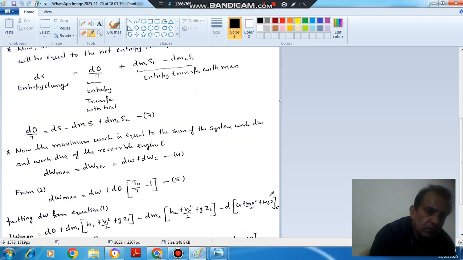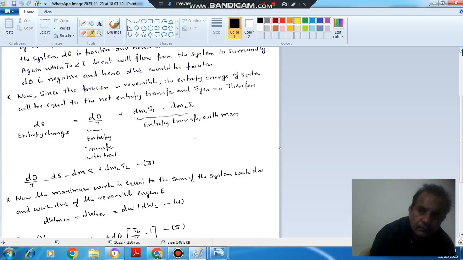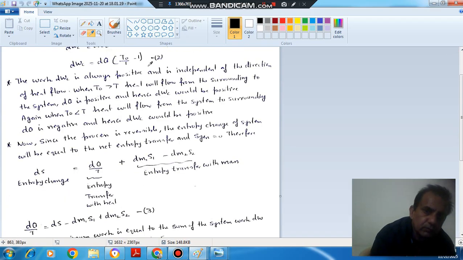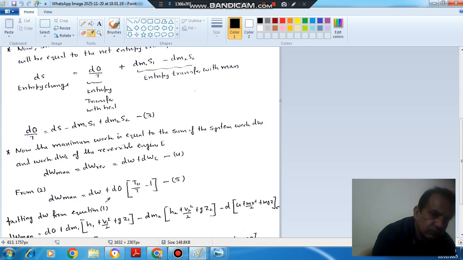Now the work done by the engine is dWc, and the work done by the open system is dW. So the total work, dW max or dW reversible, is dW plus dWc. Now dWc, from equation 2, we can put this. So dW max will be dW plus dQ times bracket T naught by T minus 1. This is equation number 5.